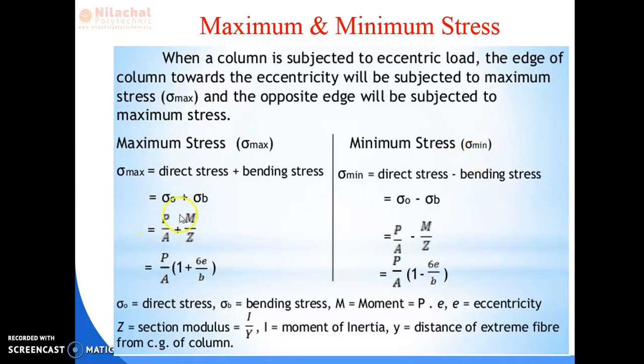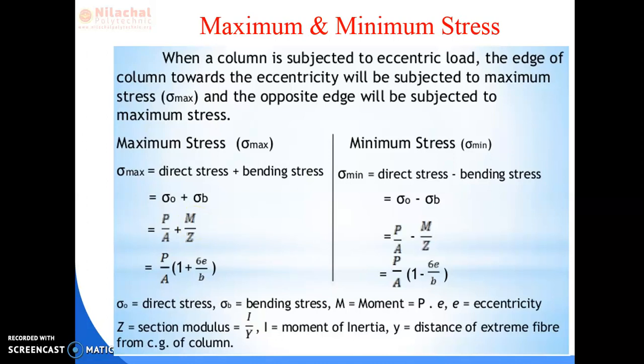In the earlier study we got the formula that maximum stress is nothing but the combined effect of direct stress plus bending stress. Minimum stress is direct stress minus bending stress. We have sigma O as direct stress, sigma B as bending stress: sigma O plus sigma B, sigma O minus sigma B. So the sigma O formula is P by A, the sigma B formula is M by Z, so P by A minus M by Z. M means the bending moment produced by the eccentric load.